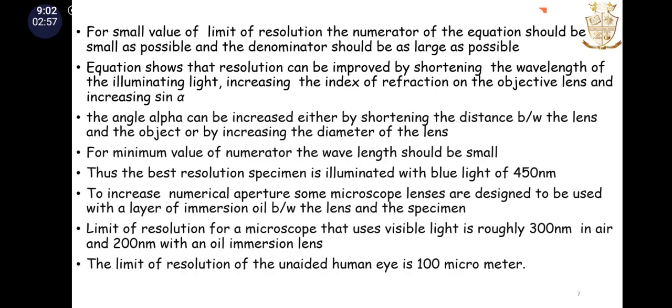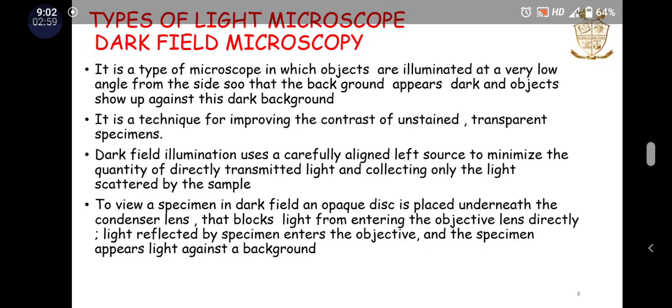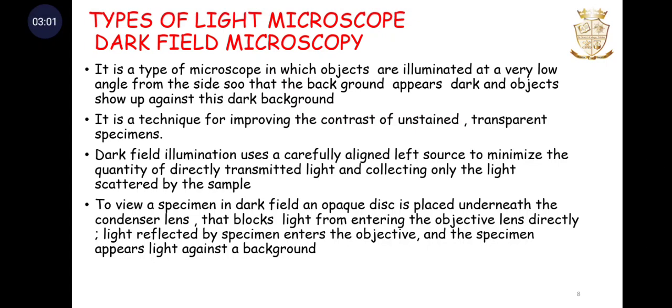Types of light microscope. One is dark field microscopy. It is a type of microscopy in which the objects are illuminated at a very low angle from the side, so that the background appears dark and objects show up against this dark background. It is a technique for improving the contrast of unstained transparent specimens. Dark field illumination uses a carefully aligned light source to minimize the quantity of directly transmitted light, collecting only the light scattered by the sample.